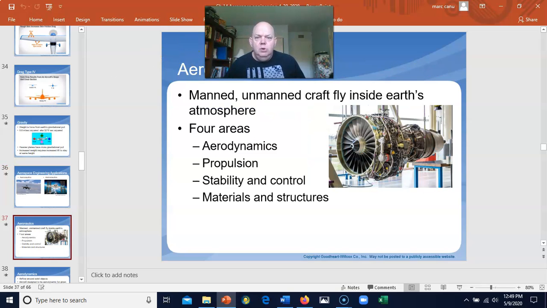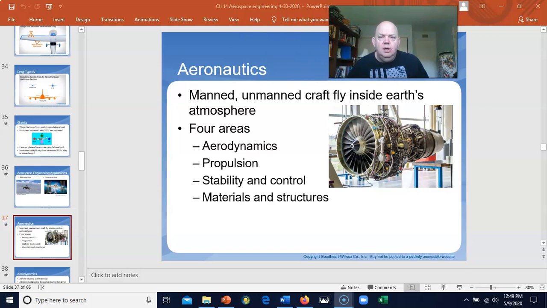Okay. So in looking at aeronautics, guys, again, it could be manned or unmanned craft that fly inside the Earth's atmosphere. Okay, that's aeronautics. That would also include things like helicopters, planes that we're familiar with, jets, things like that. Now there are four areas to look at here. There's aerodynamics, there's propulsion, there's stability and control, and materials and structures.